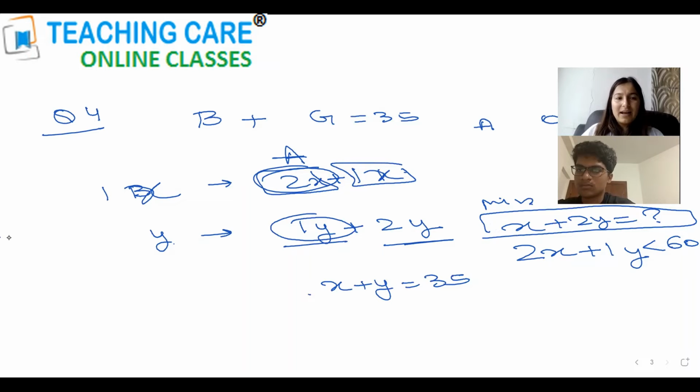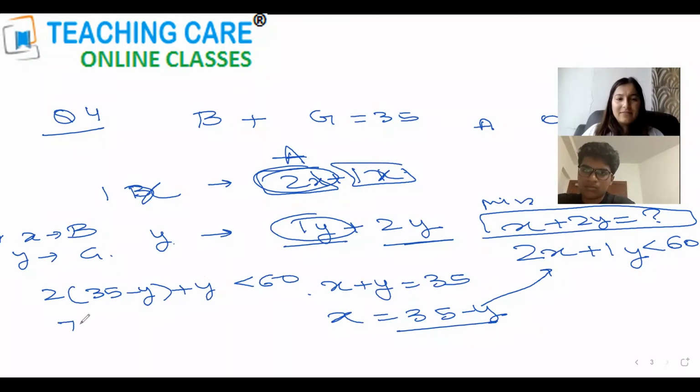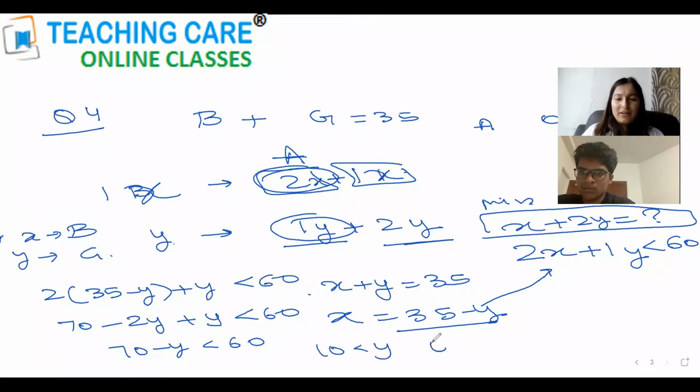x is boys and y is girls, right? So can we take x as 35 minus y and put it here? So from here you can do that. Yes, simultaneous equation. So if we put it here, we'll get 70 minus 2y plus y less than 60. 70 minus y less than 60. 10 is less than y, or we can say y is greater than 10.